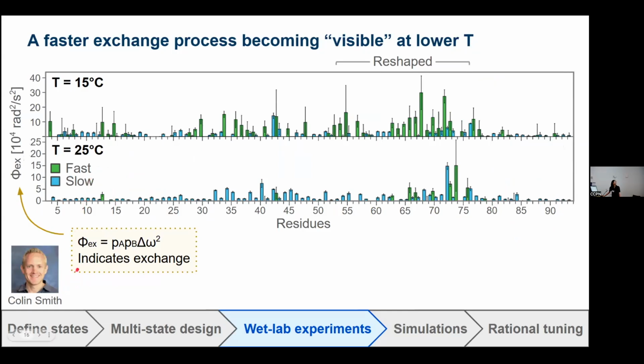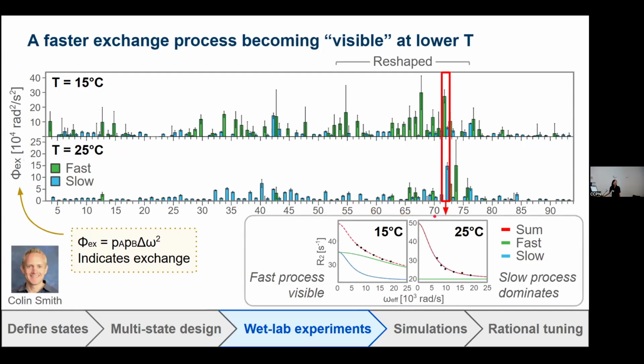And here I'm just showing phi exchange, which is the product of the state populations and the chemical shift variance for each residue at each temperature. Basically he did a two-time-scale fast exchange model fit to our data. And so here the green corresponds to the faster exchange process, while the blue corresponds to the slower exchange process. It can be a little bit easier to understand if we zoom in on one residue. So here you can see in blue the contribution of the slower exchange process, and in green the contribution of the faster exchange process to our summed fit line in red.